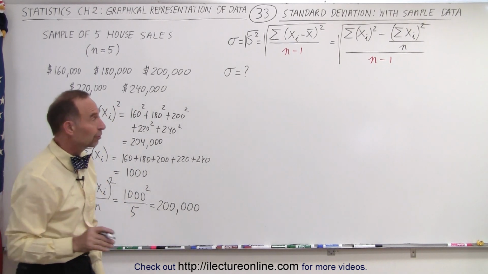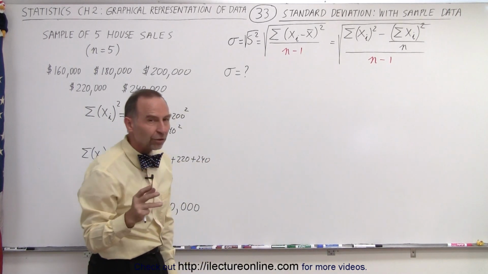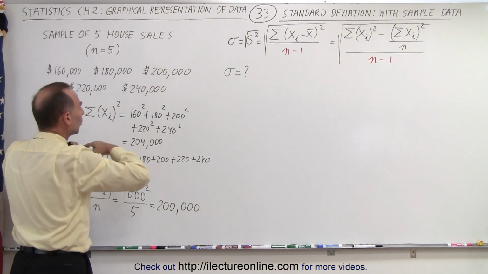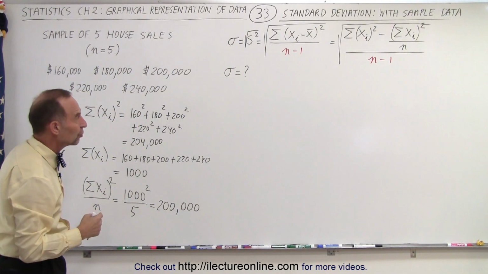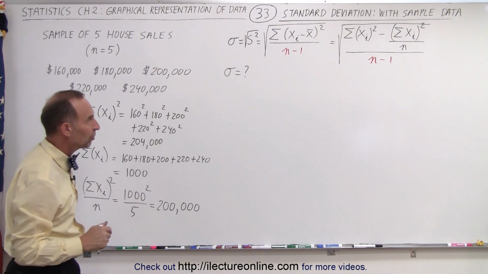Now notice one big difference from before. In the denominator we have n minus 1, because we want to divide by a smaller number, because when we take a small data set we're more likely to have errors introduced. So we want to expand the standard deviation.